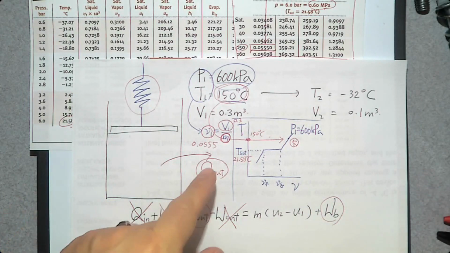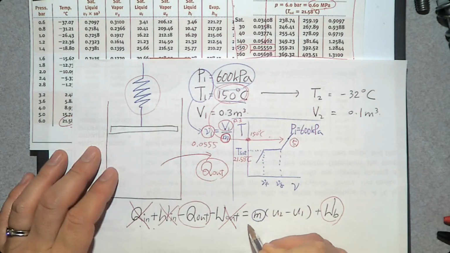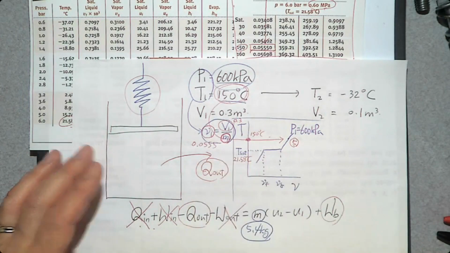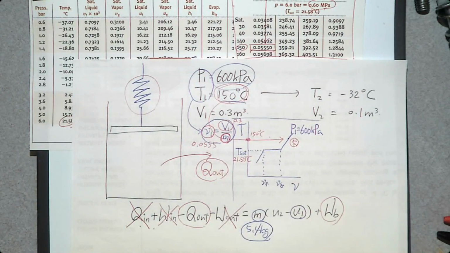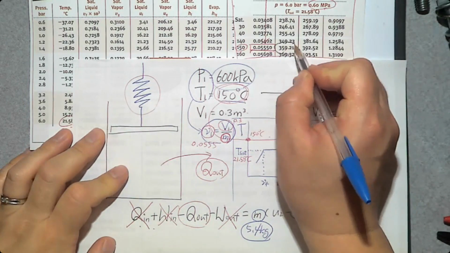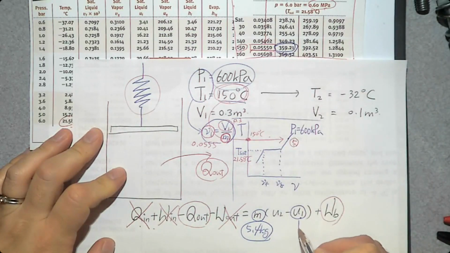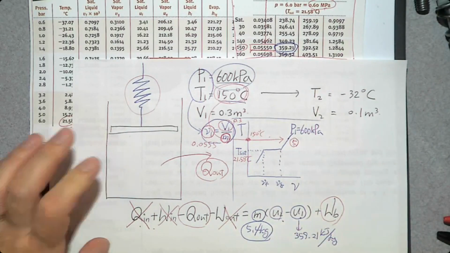Okay, so mass has been found. The mass is 5.4 kilograms from this equation. And what about U1? No problem, we can find it. 150 degrees Celsius, 600 kilopascal. This is U1: 359.21 kilojoule per kilogram.